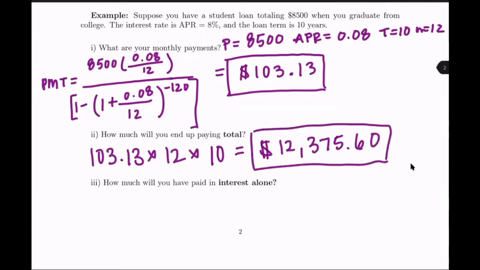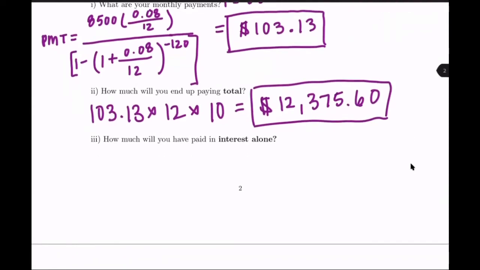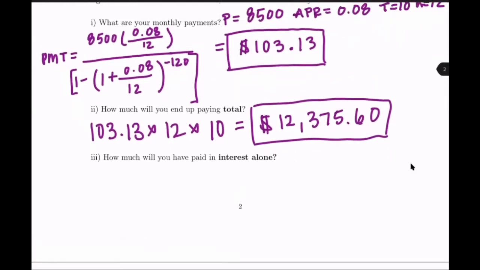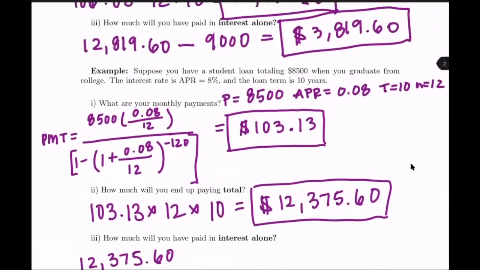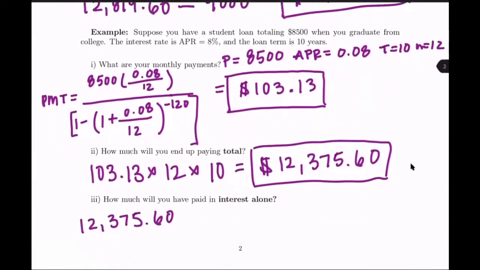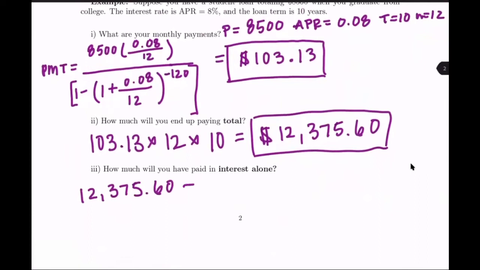And then the next question is, how much are we going to be paying in interest alone? And again, for that, we're going to use the same strategy. So we're ending up paying total $12,375.60. And similarly to how we did in the previous example, we are going to subtract our principal amount, which was $8,500. And that's going to get us $3,875.60.